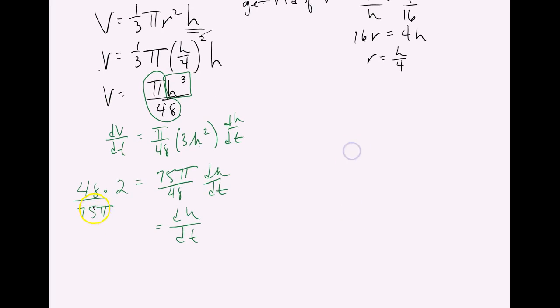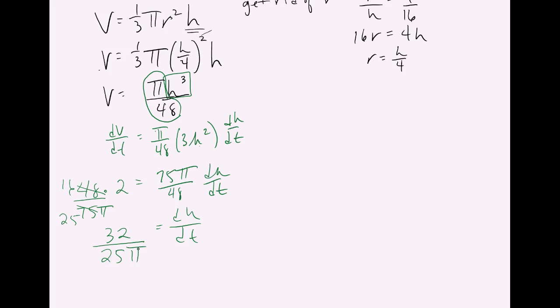And I also want to clean this up. Does that reduce at all? I think it reduces by 3. That would be a 16 over 25. Okay, so I am getting 32 over 25 pi.